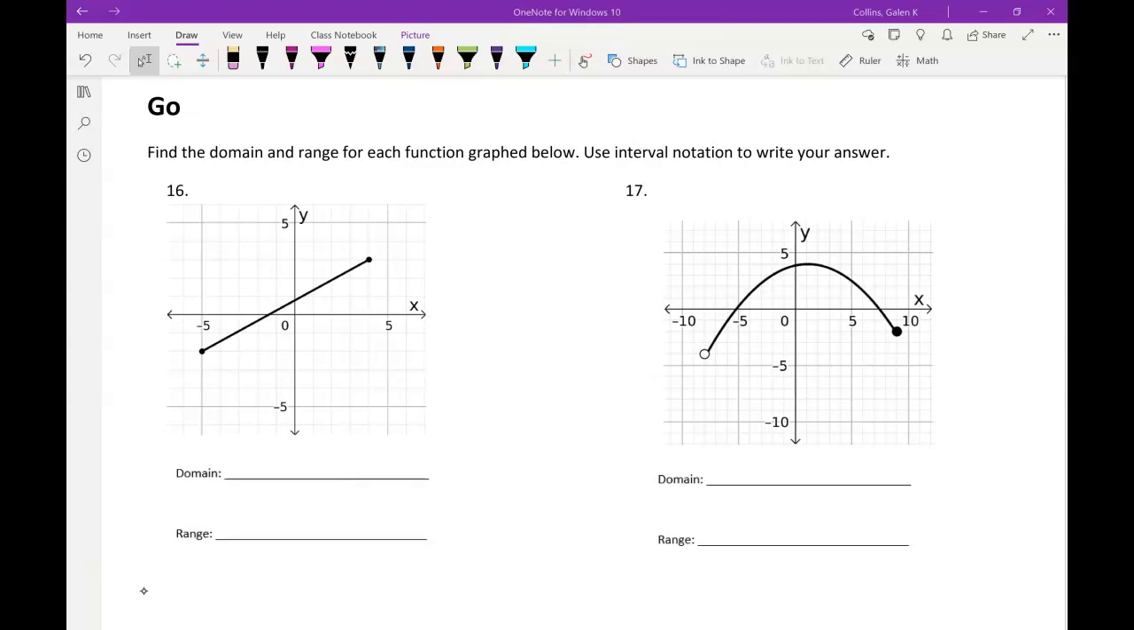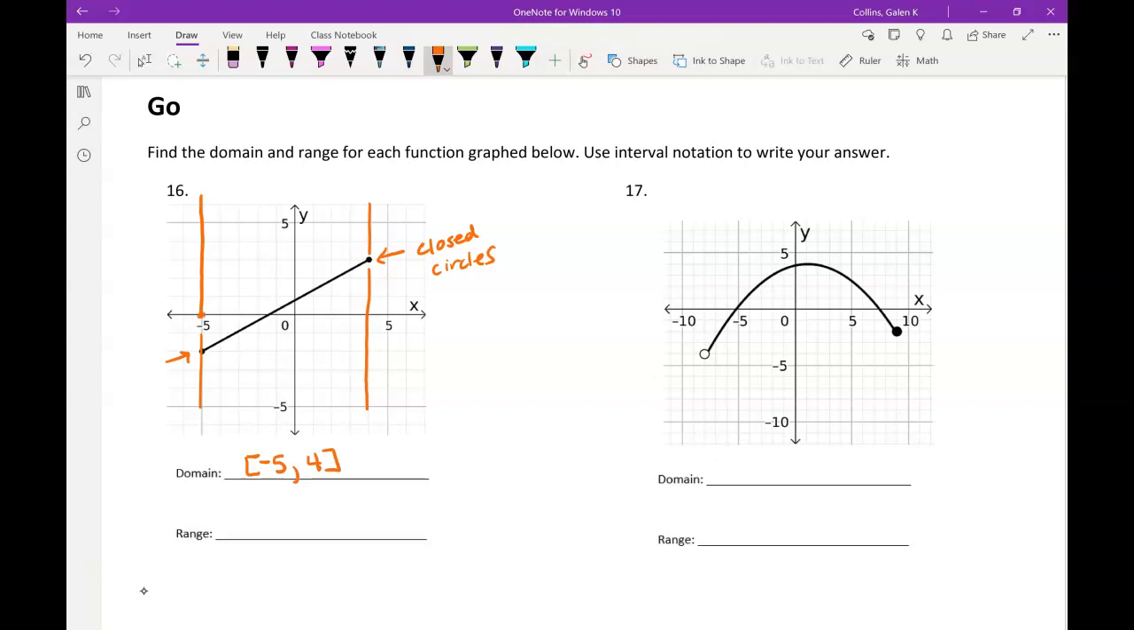So in number 16, if I'm just looking at the x-axis, and sometimes just drawing on this helps me, I see on the left my function starts over here where x is -5, and my function stops right here where x is 4. And I also notice that both of the ends of the function are what we call closed circles. So my domain starts at -5 and includes all the real numbers up to where x is +4.